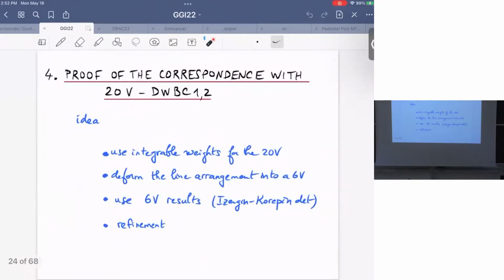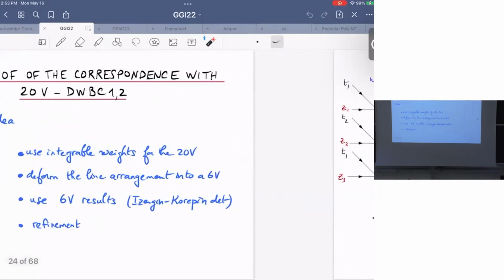Okay, so now back to my 20 vertex model, and let's try to show that these things have to do with each other. So here the idea will be simple. To answer your question, we will use the integrable structure of some underlying 6 vertex model to define weights for the 20 vertex model, which is something that Kellan did in his thesis, by the way, then deform line arrangements and show that it boils down to a single 6 vertex model, in fact. So you can actually count things. And once you're in 6 vertex territory, you have the determinant of Izergin-Korepin, you can play and get almost everything you want. Okay, so that's the idea.